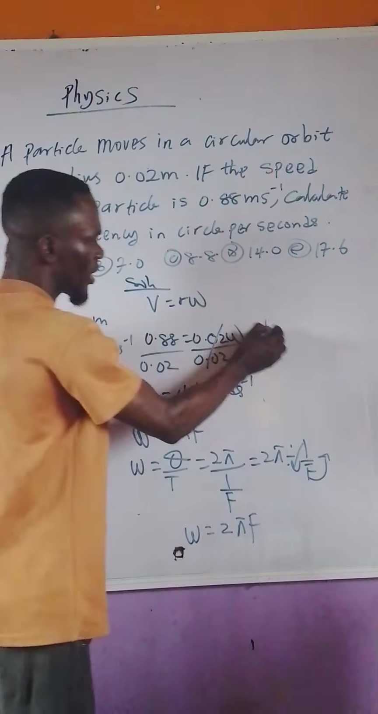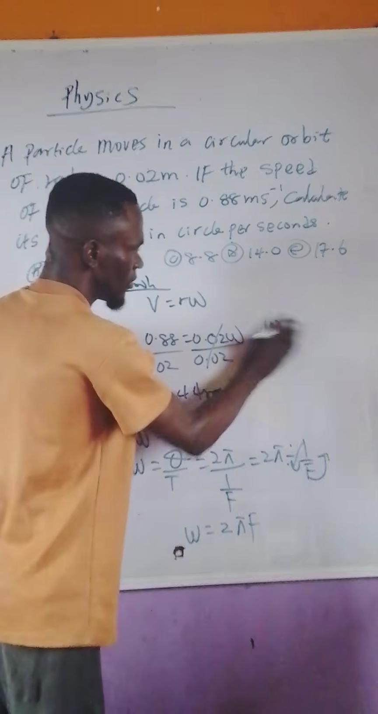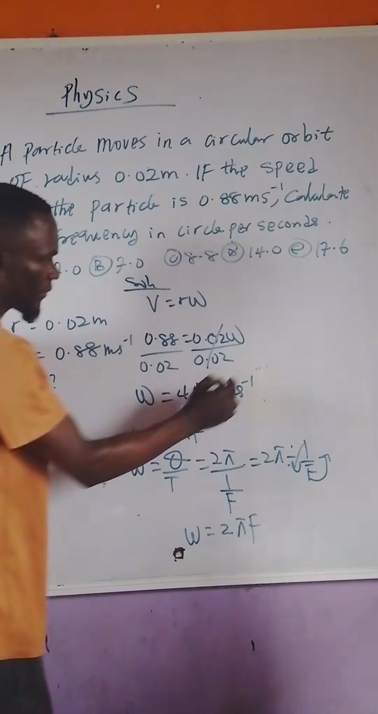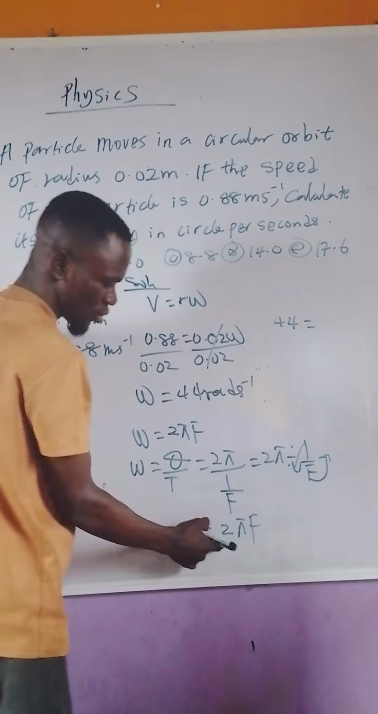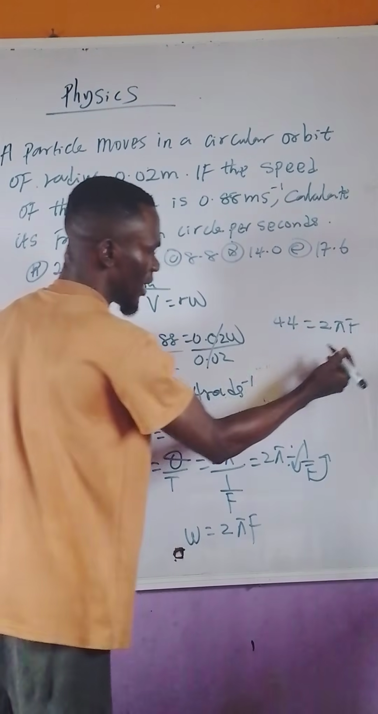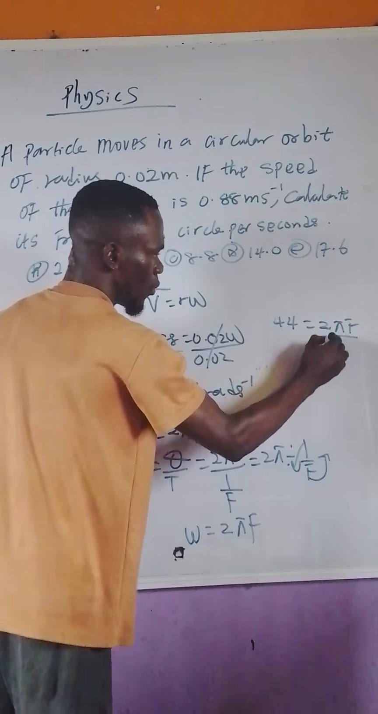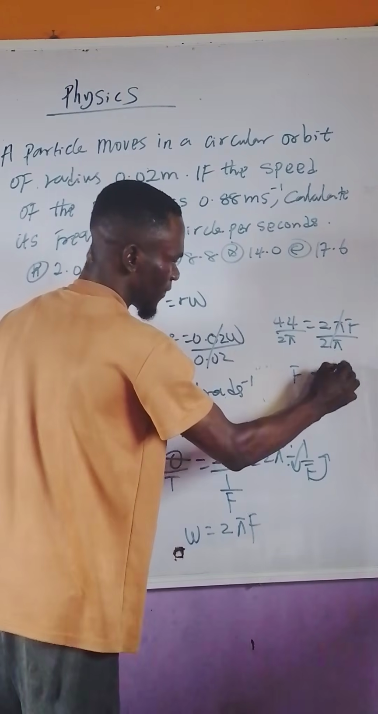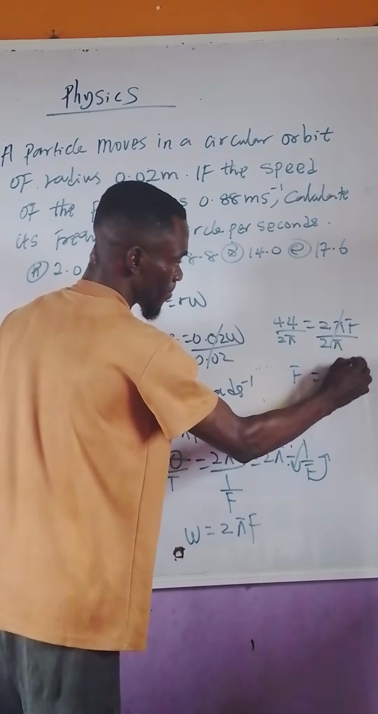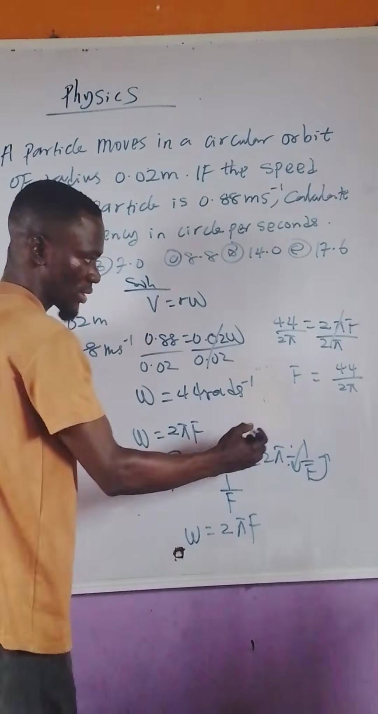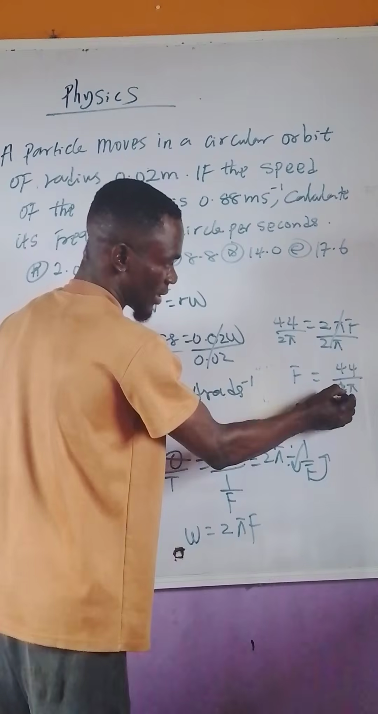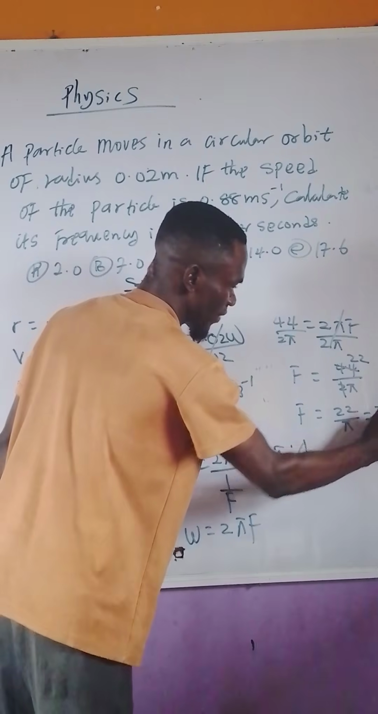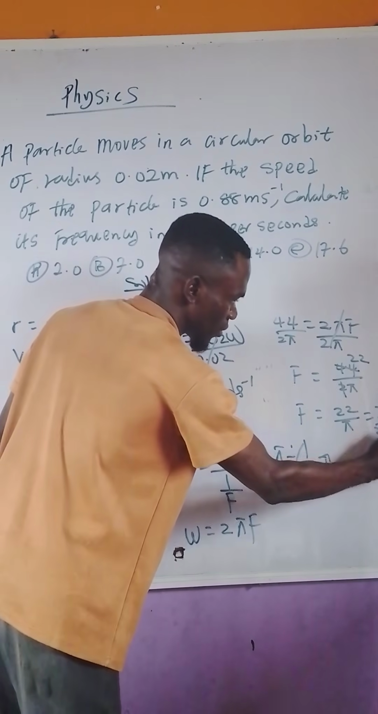So we have omega equals 2 pi f, and we already found omega, which is 44. So 44 equals 2 pi f. I want to get this f, so we divide by 2 pi on both sides and cancel out. Frequency equals 44 over 2 pi. Dividing by 2, we get 22 over pi, and pi is 3.142.